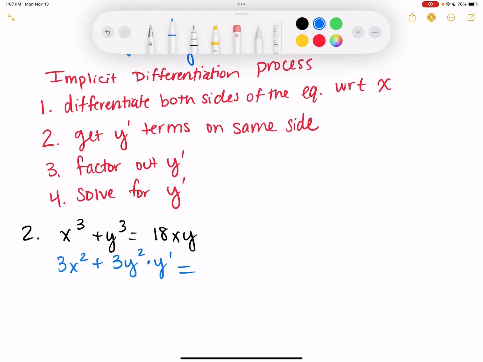Derivative of the inside. Wait, so like the inside pieces, right? Yeah. Yep. U prime v. Okay, so it's normally u v prime plus u prime v.